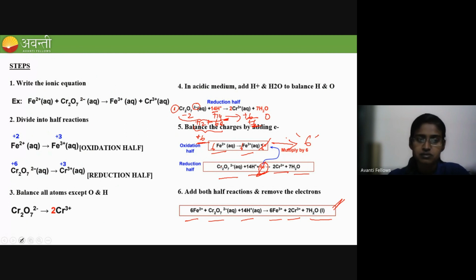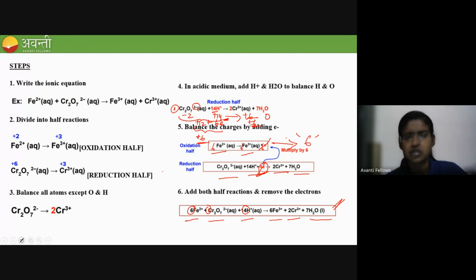Write the given equation, divide it into 2, and balance all the atoms except oxygen and hydrogen. Now to balance those two, add H plus and H2O according to the medium. Then balance the charges by adding corresponding electrons or protons according to the equation. Then cancel out the common terms and write the remaining ions and molecules in the final equation. That's all. In the NEET exam, they will ask you to find out this coefficient: 6, 1, 14. Only if we balance the equation will we get those numbers, right?